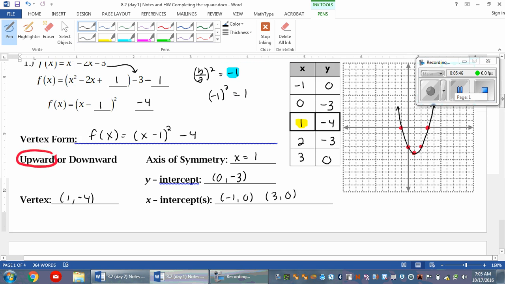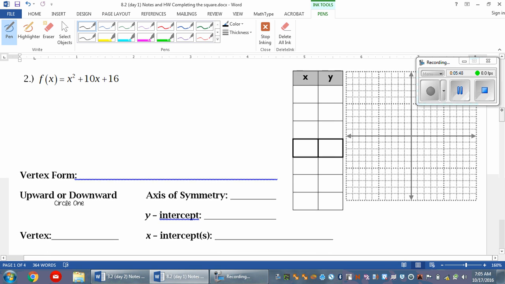Alright, let's go ahead and try another example. Again, it's standard form. We're going to use this process called completing the square to turn this equation in standard form to vertex form. Alright, so let's go ahead and apply these things.